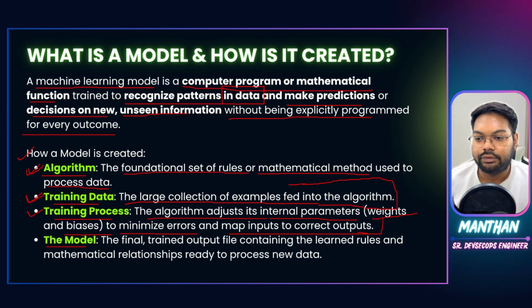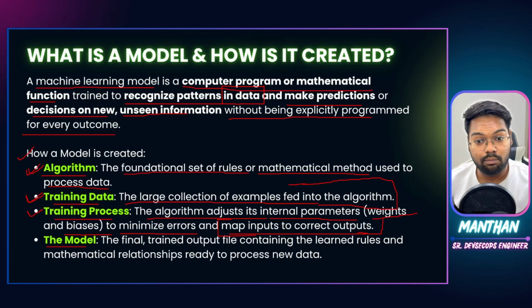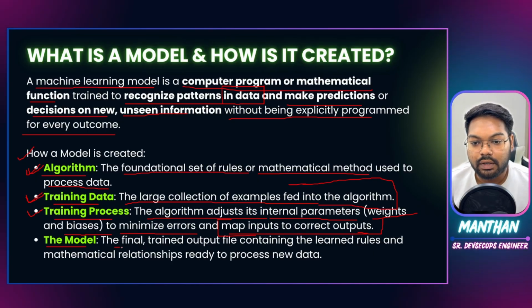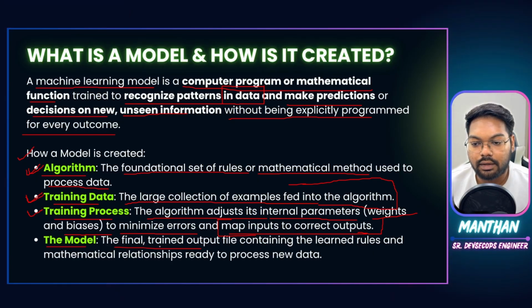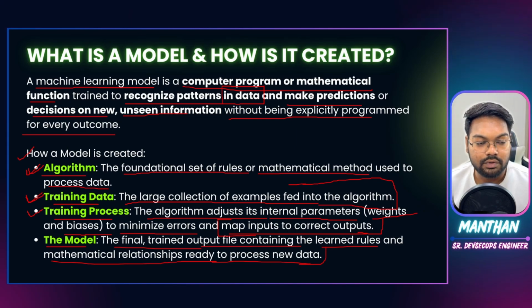So that is a training process that the model has to adjust to, and then the final model is created. So it is trained. The final trained output file contains the learned rules and mathematical relationships, ready to process new data. So that is a model, which we now give all the data, with the set of algorithms and the process to ingest that data, and then it gives us the answer in a certain way. So that is what a model is all about.